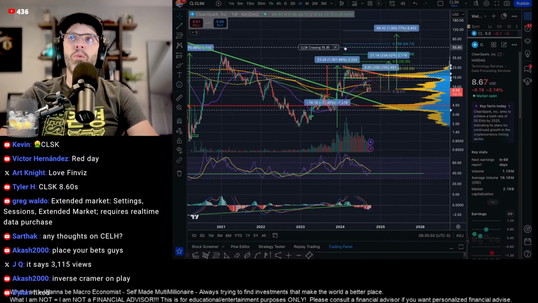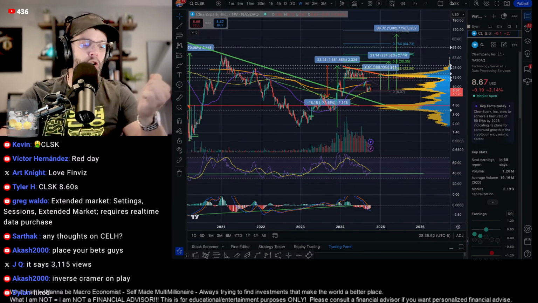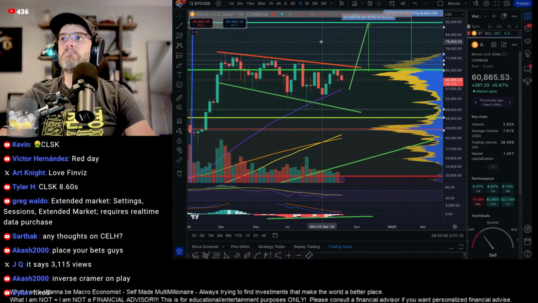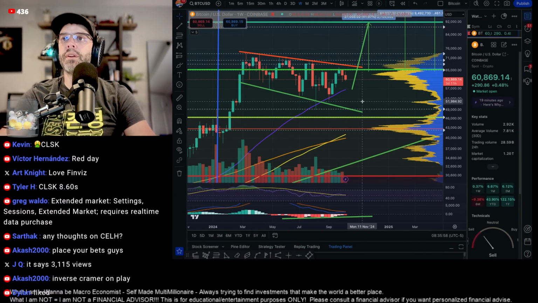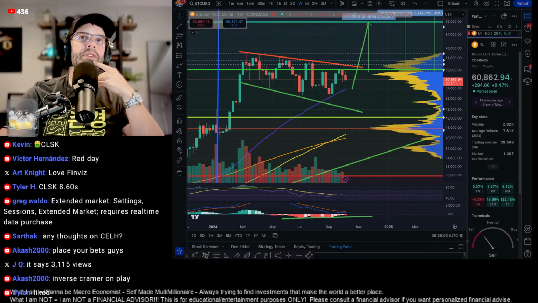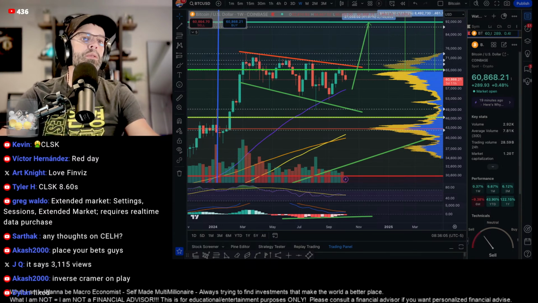I'm waiting. I really want to wait on CleanSpark because I hope Bitcoin can still fall. And it's not really falling the way I want it to, but I have hope. I'm hoping and praying that Bitcoin falls. And if it does that, I will use that as my opportunity to really get in there. That's my thought process.